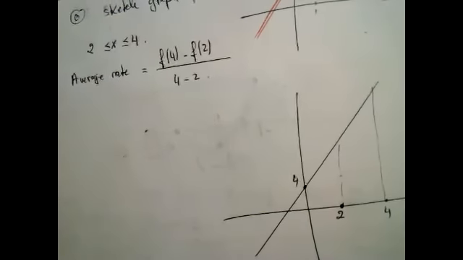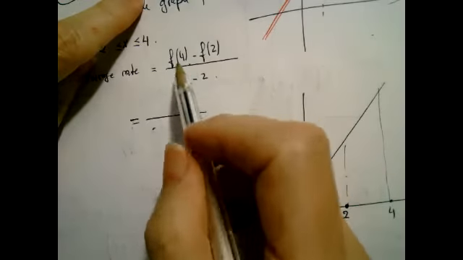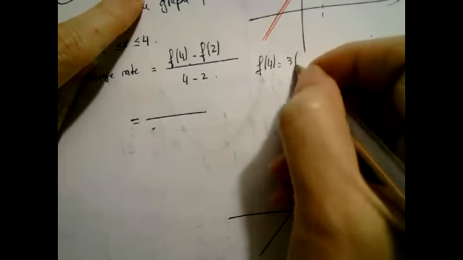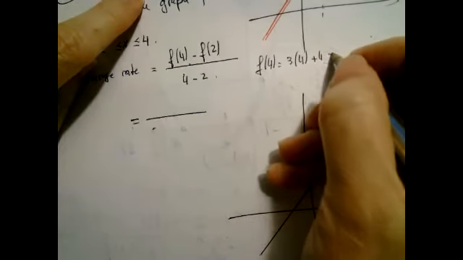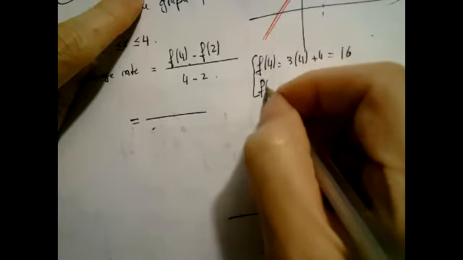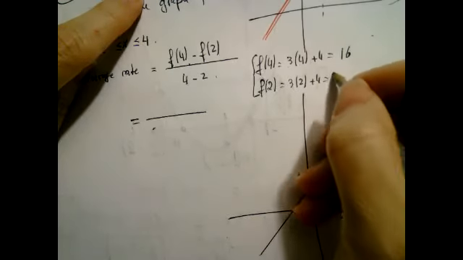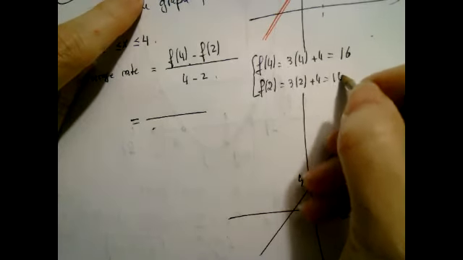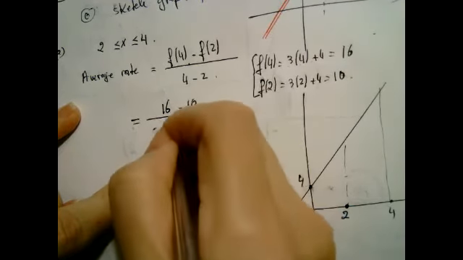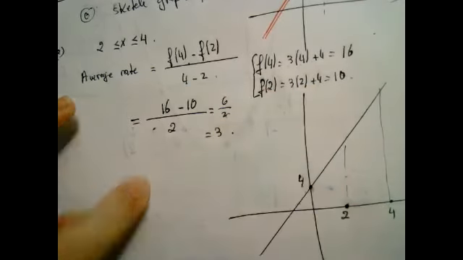Now, what should we get? This is equal to... What is f of 4? Let me do this on the side. What is f of 4? It's 3 times 4 plus 4, 12 plus 4, 16. What is f of 2? 3 times 2 is 6, plus 4, this is equal to 10. So it's going to be 16 minus 10 over 2, which is 6 over 2, which is equal to 3.